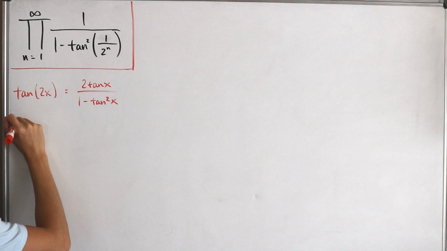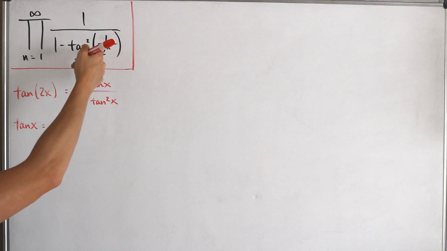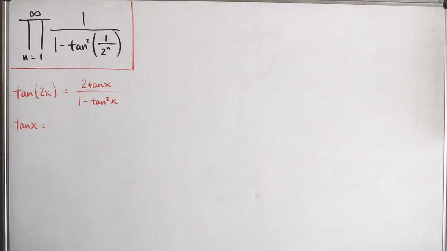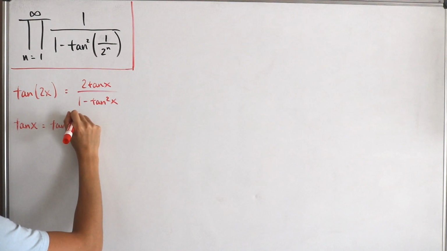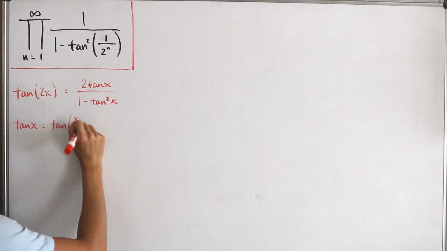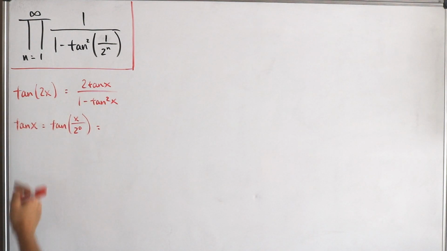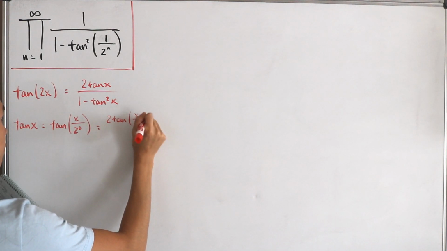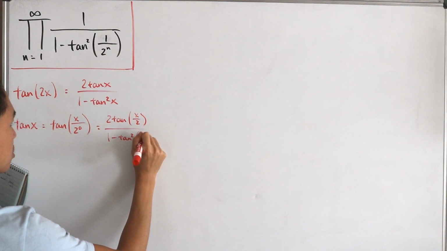So what I'll write is tangent x, and keep in mind how it's written, because we have some variable divided by 2^n. So we can write this a little differently: tangent x is the same thing as tangent of x divided by 2 to the power 0. That can be rewritten, by replacing the inputs, as 2 times tangent of x divided by 2, all divided by 1 minus tangent square of x divided by 2.